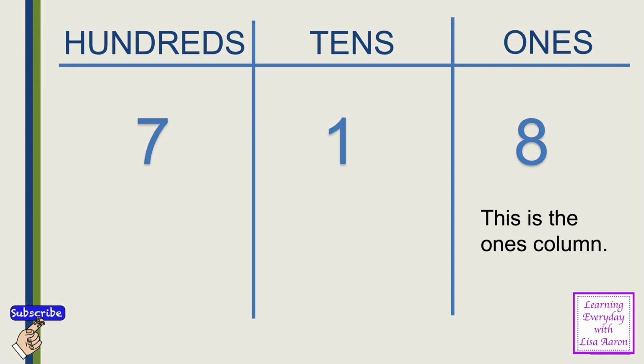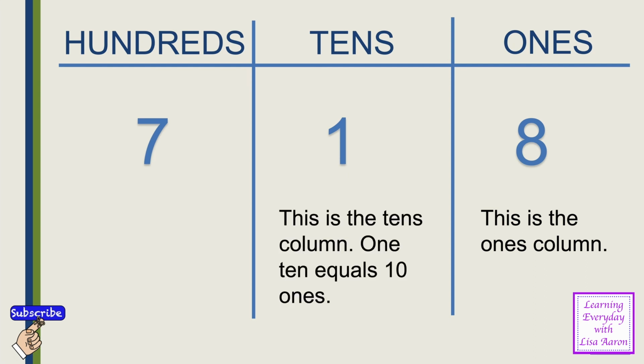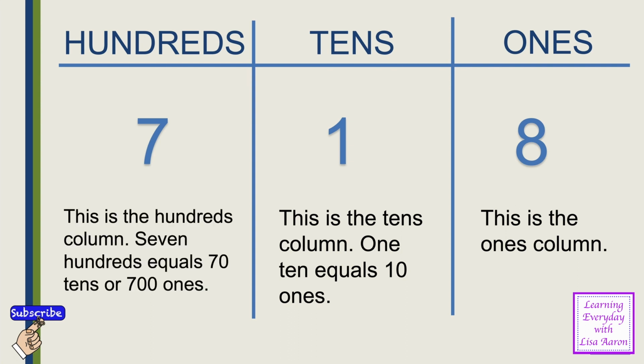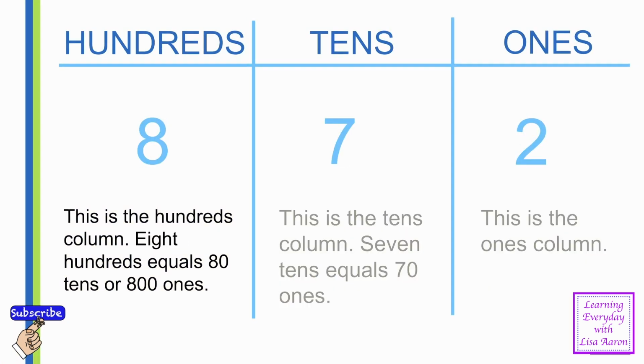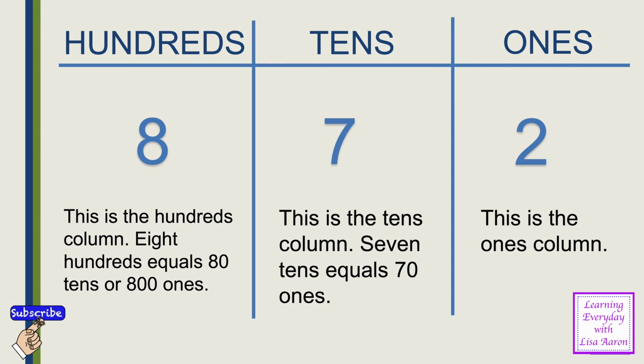This is the ones column. It has an 8. This is the tens column. 1 ten equals 10 ones. This is the hundreds column. 7 hundreds equals 70 tens or 700 ones. The number shown is 718. The number here is 872. The number shown is 948.